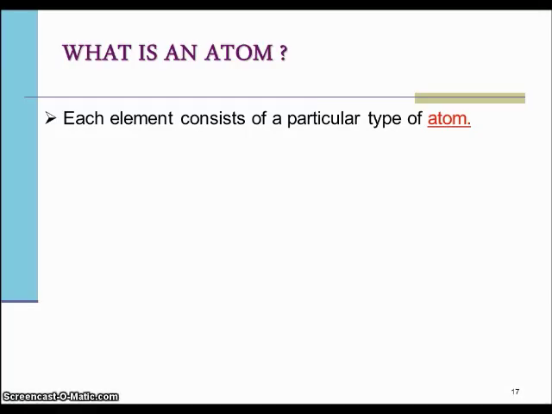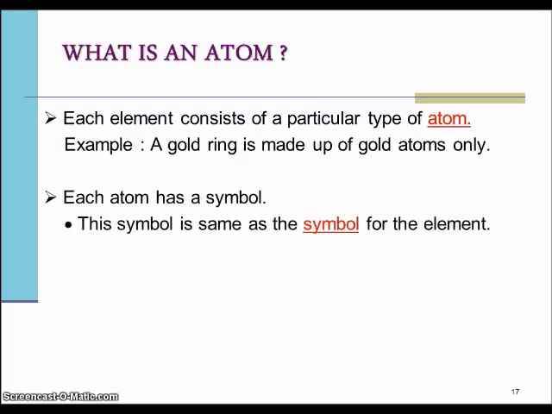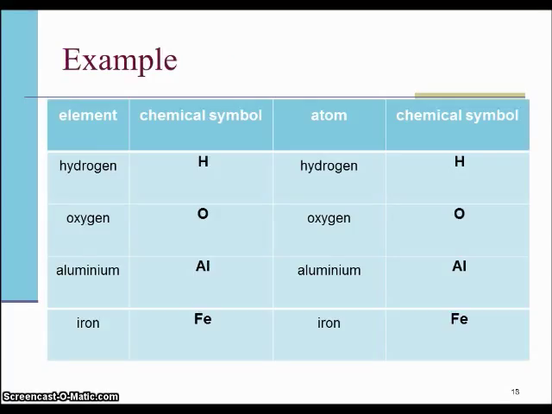Each element consists of a particular type of atom. For example, a gold ring is made up of gold atoms only, and each atom has a symbol. This symbol is the same as the symbol for the element. Now in this table you see some of the elements as well as some of the symbols for the atoms.